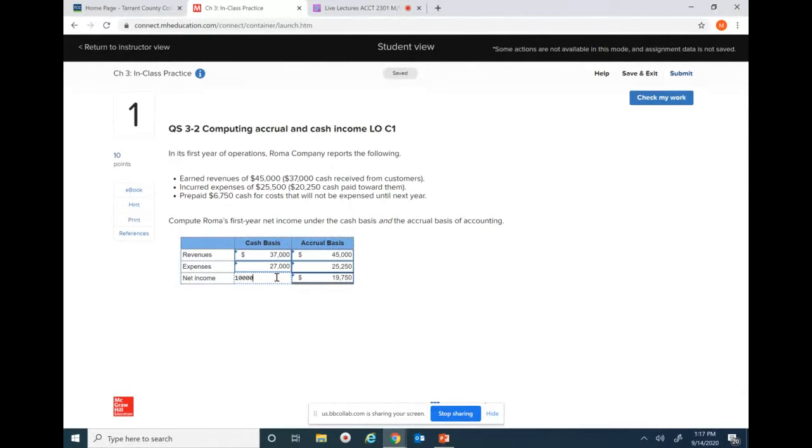Now, I want you to look at that net income. Under the accrual basis of accounting, we report a higher net income because we include every single penny of revenues that are earned and every single penny of expenses that are incurred, which is not true for the cash basis of accounting.